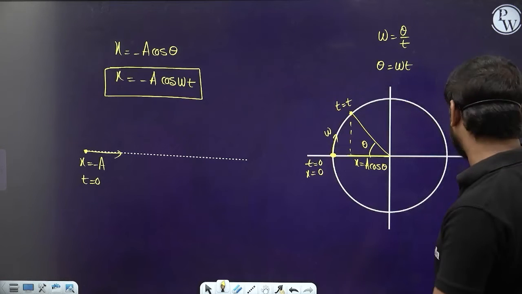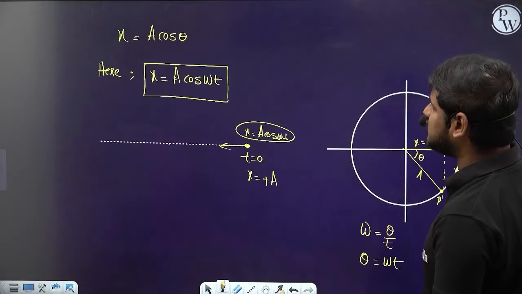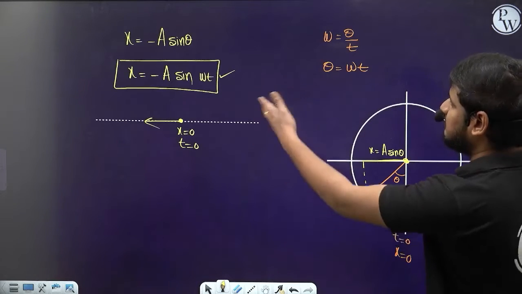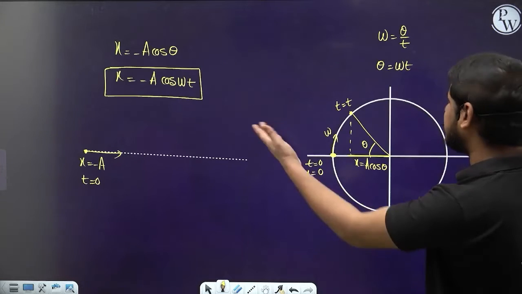minus a cos omega t. So x equals a sin omega t, a cos omega t, minus a sin omega t, and then minus a cos omega t.